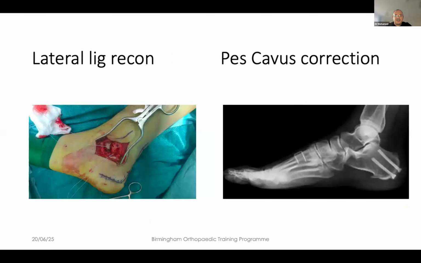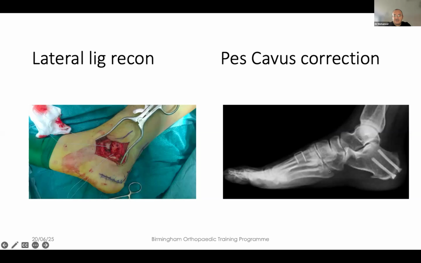So calcaneal fracture is one, and firstly, the lateral ligament reconstruction. You have to do a lateral ligament reconstruction if you have a lateral ligament injury, because with lateral ligament injury and ankle instability, all the stress will go to the peroneal tendon. So your problem will never be sorted even if you repair the peroneal tendons. So you need to treat the underlying problem. Like if you have lateral ankle instability, you have to do a lateral ligament repair with Broström-Gould. If you have a cavus foot, again, you have to correct the deformity.